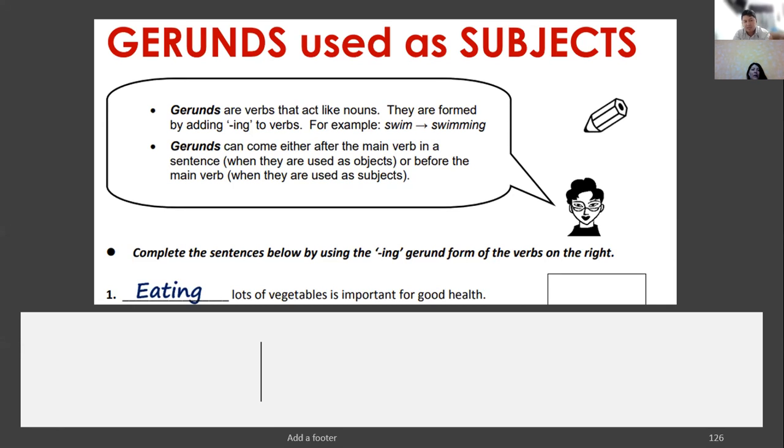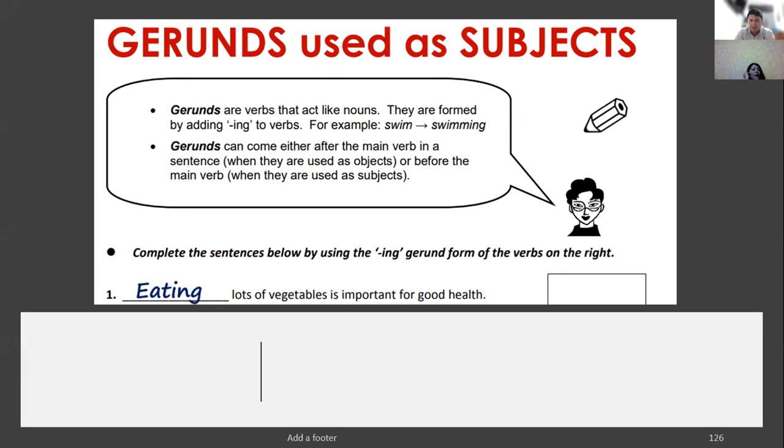So you see, in this case, the ing begins a sentence, at the beginning, and therefore it's the subject. Like, for example, you say reading is good for your brain, or reading is a good habit, I can tell you. La lectura, okay. Or leer is a good habit.